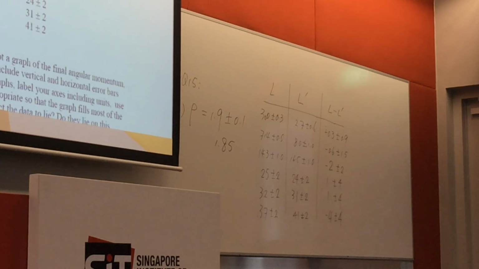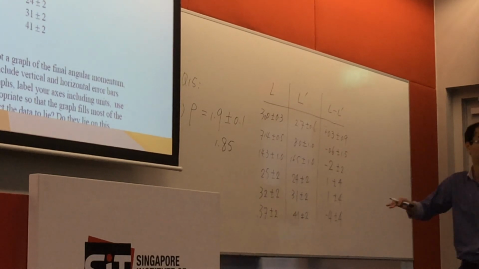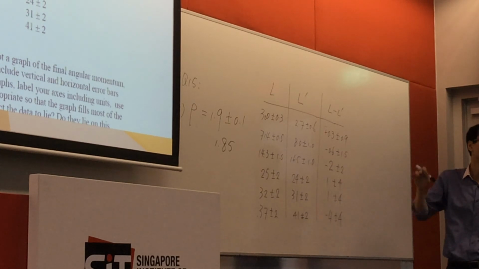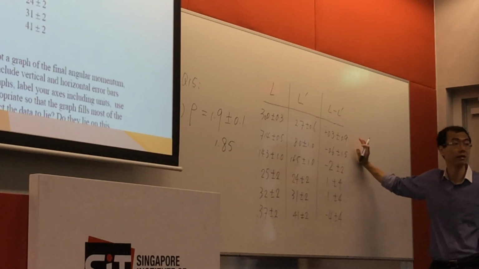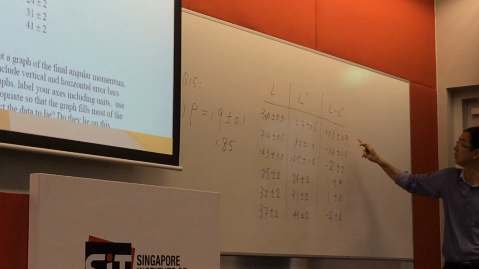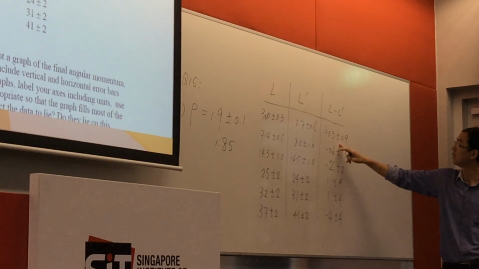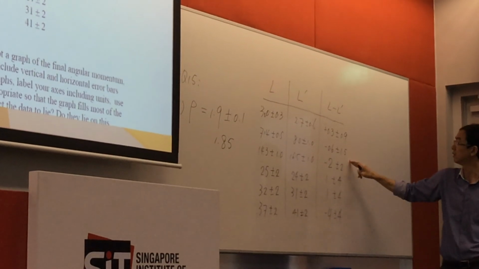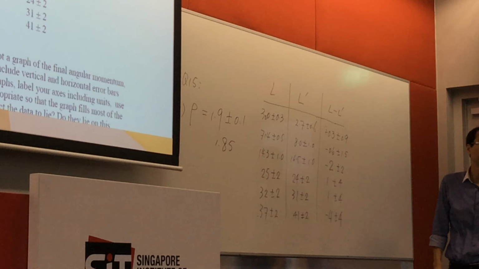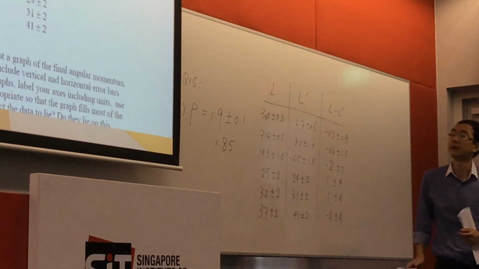So what you need to check is, in theory, the result here needs to be 0, because of the conservation of angular momentum. So basically you need to check whether 0 falls within this range. Is 0 in this range? Yes. So they are all correct.